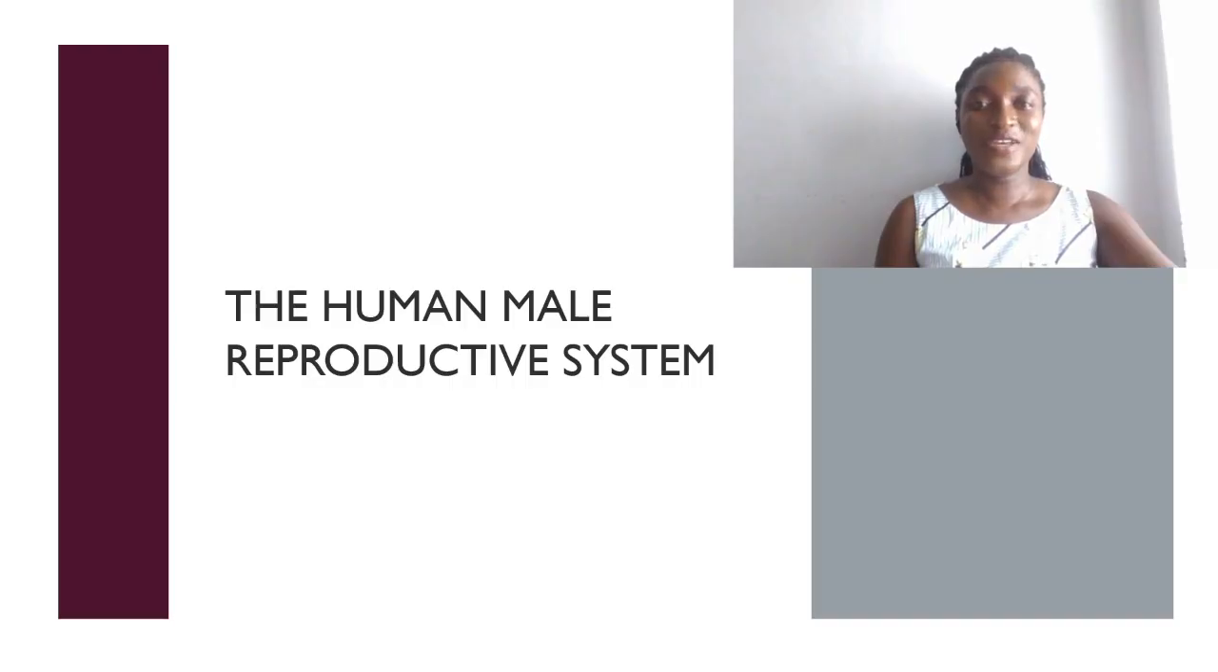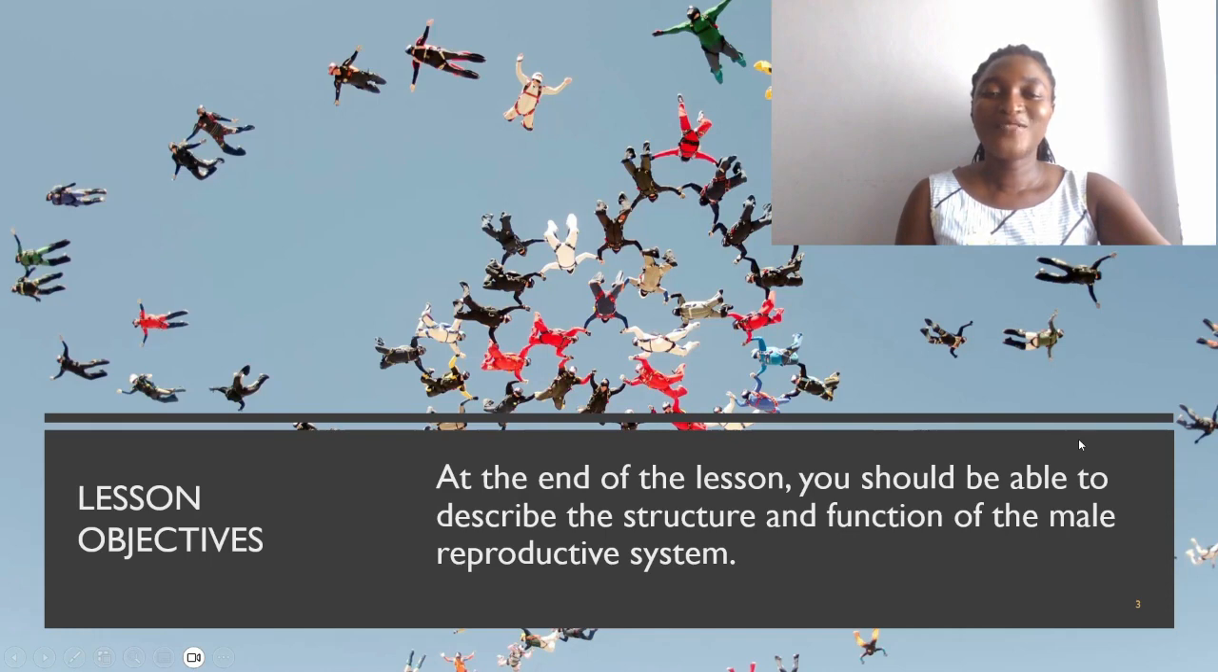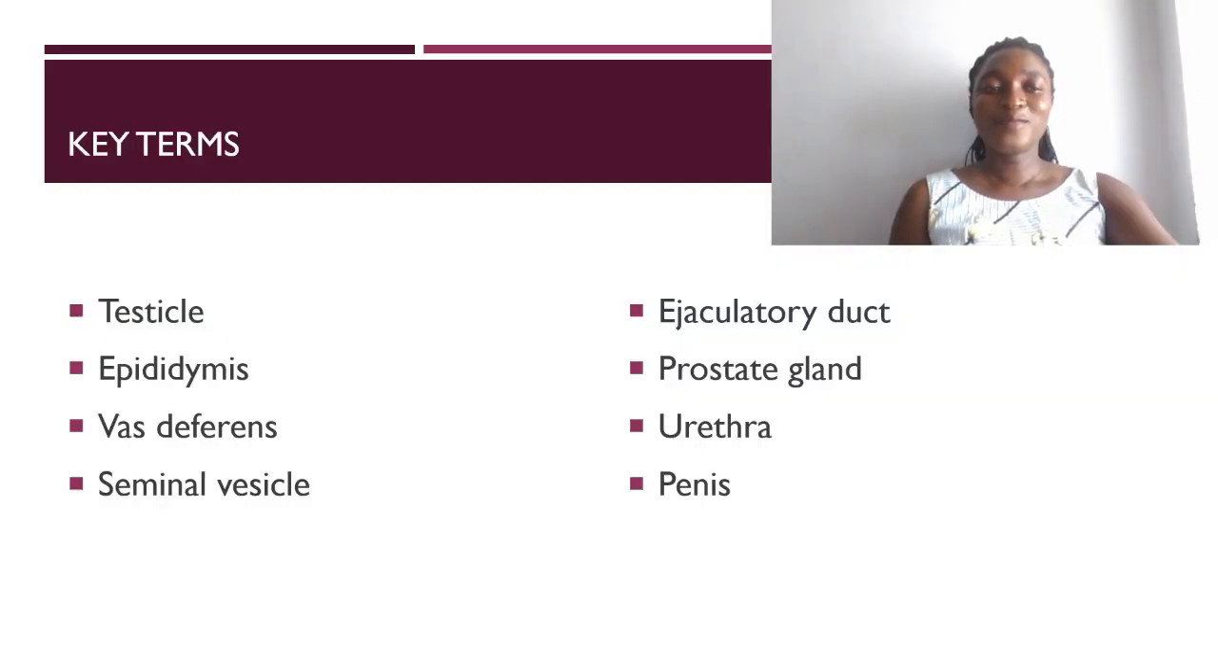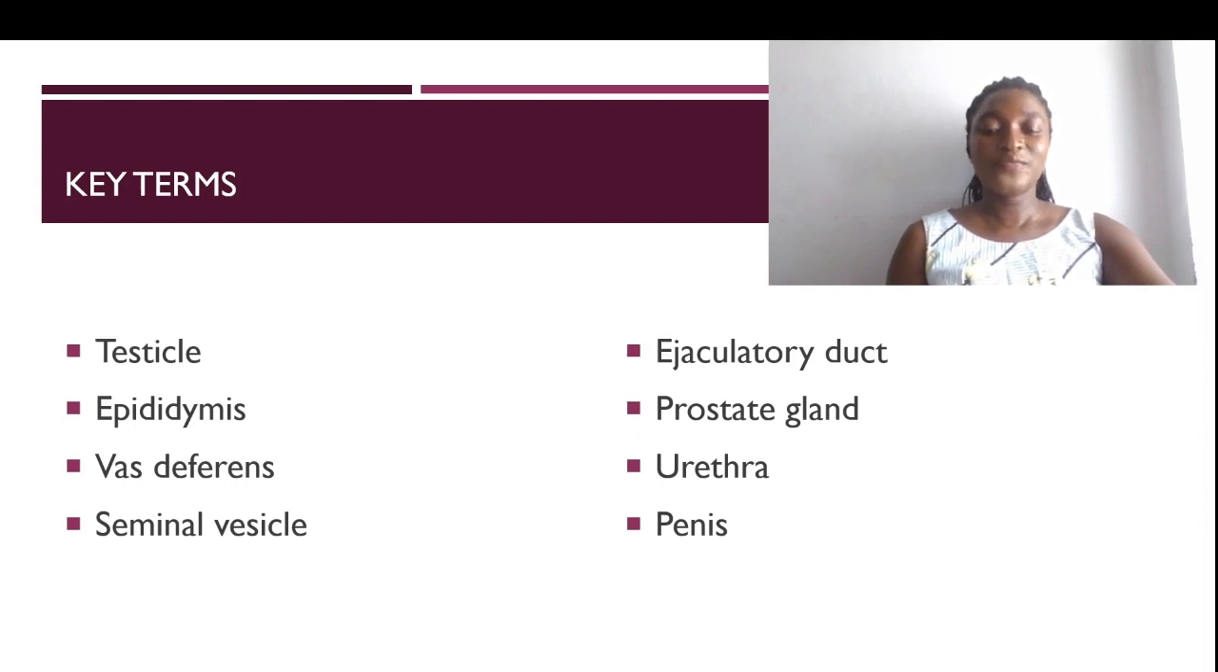Today, we'll be looking at the male reproductive system in humans. By the end of this lesson, you should be able to describe the structure and function of the male reproductive system. So we have our key terms: testicle, epididymis, vas deferens, seminal vesicle, ejaculatory duct, prostate gland, urethra, and penis.